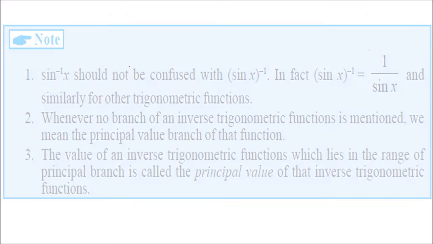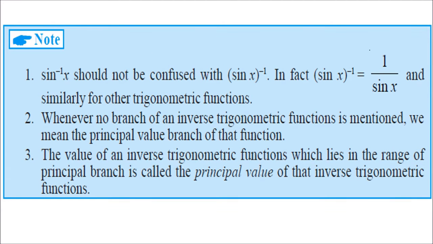Please understand, sine inverse x and sine x inverse are two different things. In fact, sine x inverse, or sine x to the power minus 1, is 1 by sine x. And whenever you are not provided any branch, you have to always take the principal value branch. And the value of an inverse trigonometric function which lies in the range of the principal value branch is called the principal value of that inverse trigonometric function.